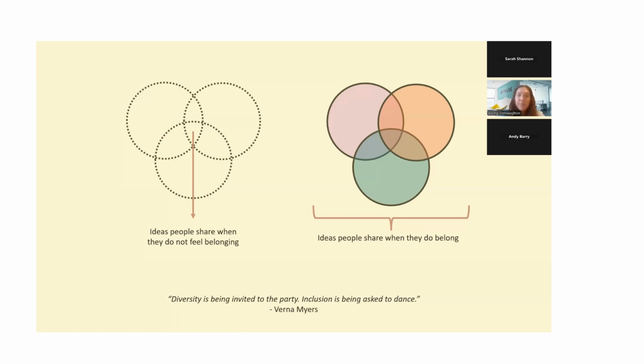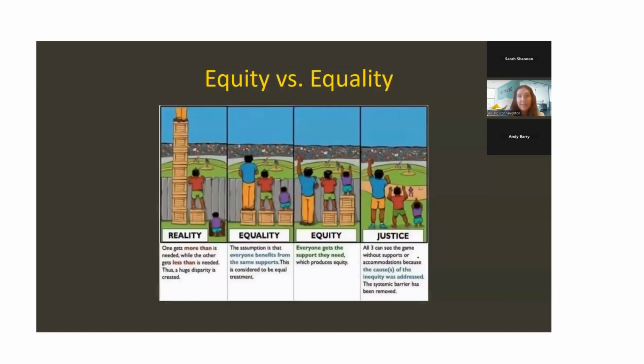And you can see that people really only share very, very little when they feel they don't belong. When people feel that they do belong, they're going to open up and share so much more. And I love this quote: diversity has been invited to the party, inclusion has been asked to dance. And another piece as well, because there's diversity, equity, and inclusion. One of the points I really like to explain is the difference between equity and equality. So the reality is that we live in a world where some people get more than others, and there's a huge disparity.